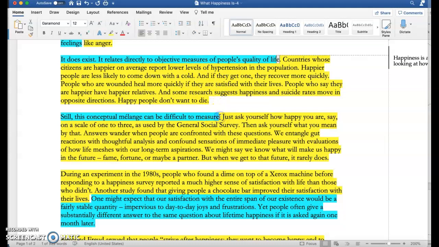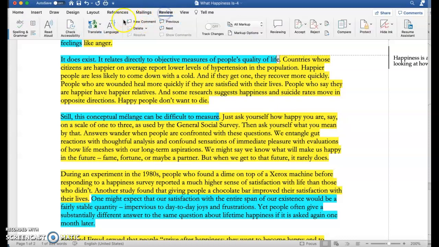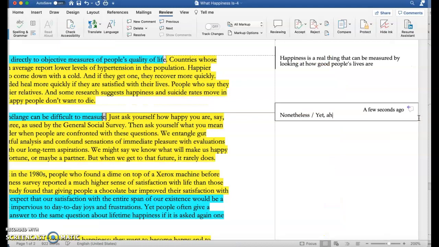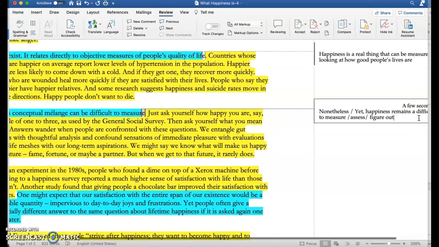So again, I'm going to highlight, go into review, add a comment, and say, nonetheless, which is another word for still, or I could say, yet, happiness remains a difficult thing to measure, or I might say assess or figure out if I wanted to use more clear and direct language.